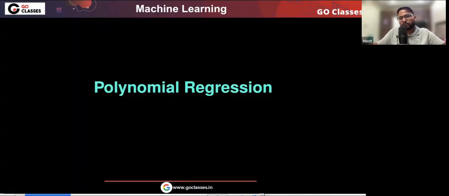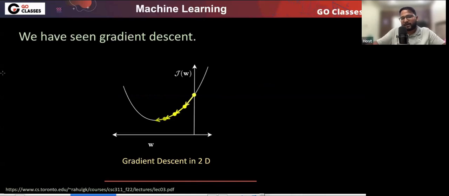Now, just to recall, we have already seen something called gradient descent, right? I hope you are comfortable with gradient descent now. If I talk about gradient descent in terms of 2D, then it looks like this, which means that there is only one parameter. If you have only one parameter, then it will look like this, right?